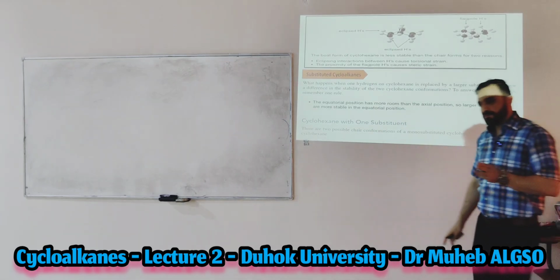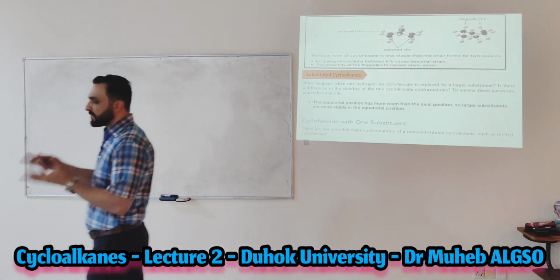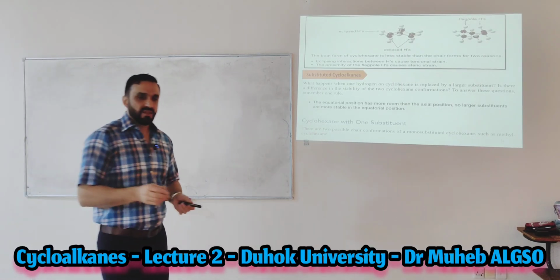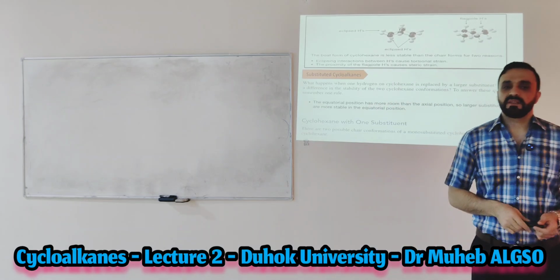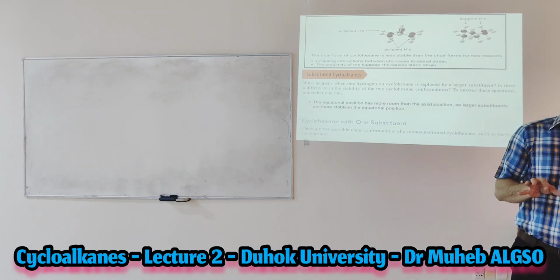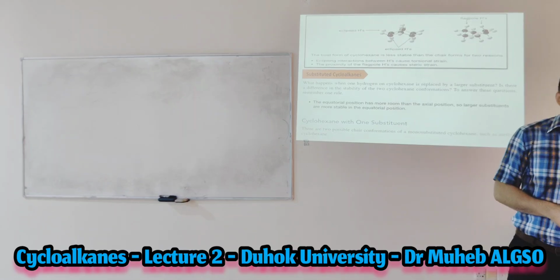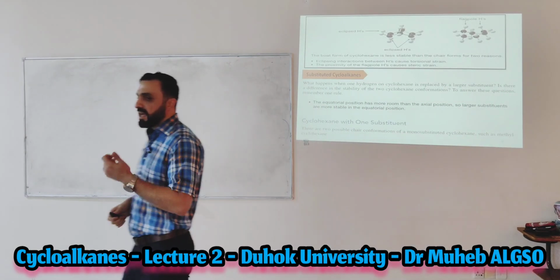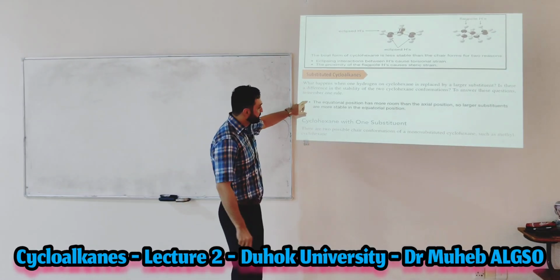So in your exam, if I give you two conformations of a substituted cyclohexane, and I ask which one is more stable than the other, look at the position of the substituent. Is the position of the substituent equatorial or axial? If the substituent is equatorial, it will give you a more stable conformation than the axial position. This is important.